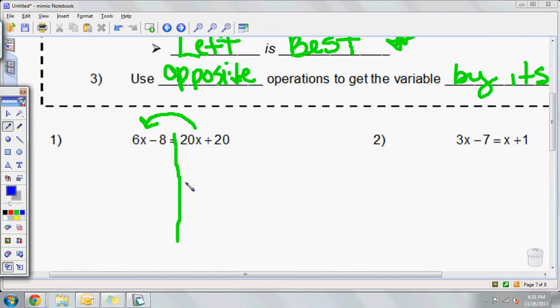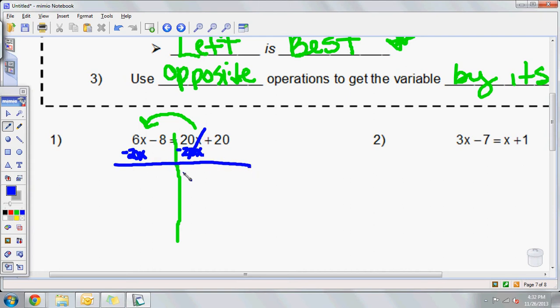Well, we're going to do the opposite operation. So if this is a positive 20x, the opposite would be to subtract 20x on both sides. So I'm going to subtract 20x on this side, and I'm going to subtract 20x on this side. And notice that I'm keeping the x's aligned. So 20x minus 20x is nothing, 0, cancels out.